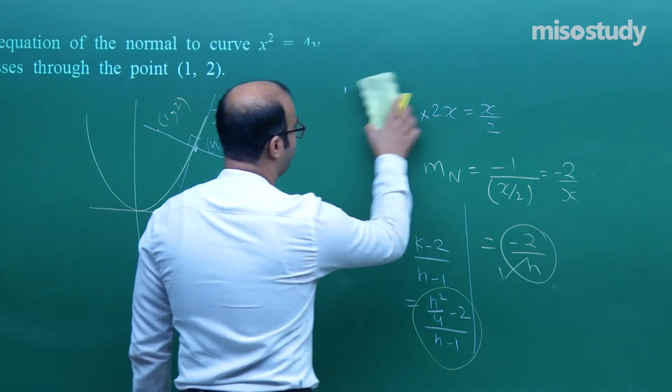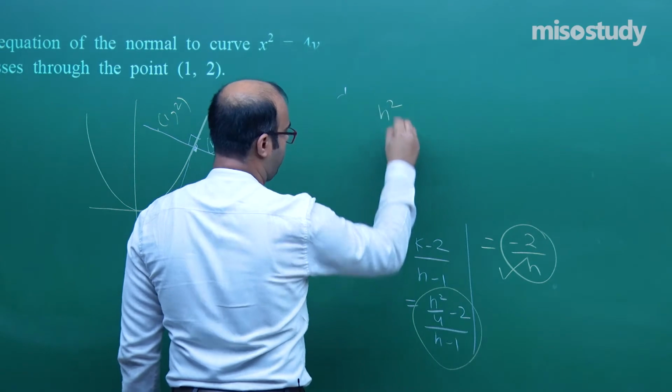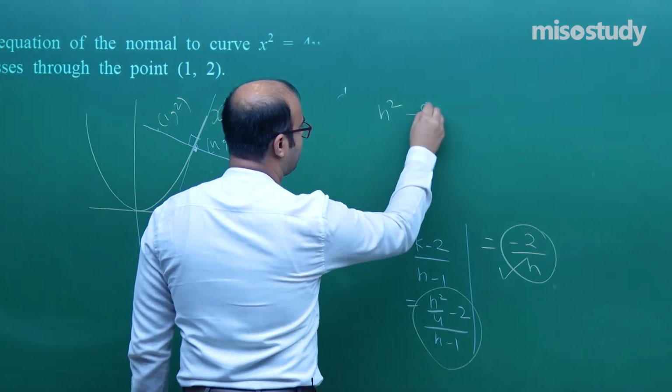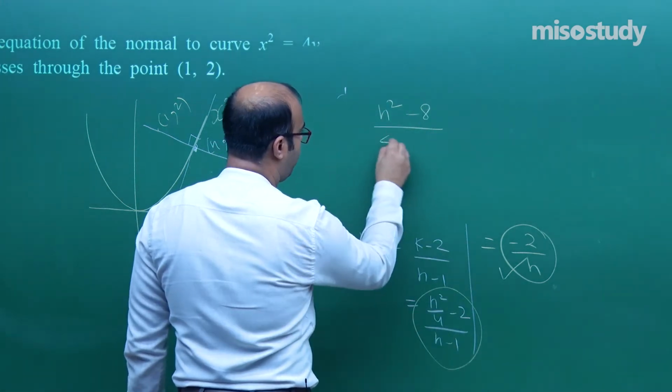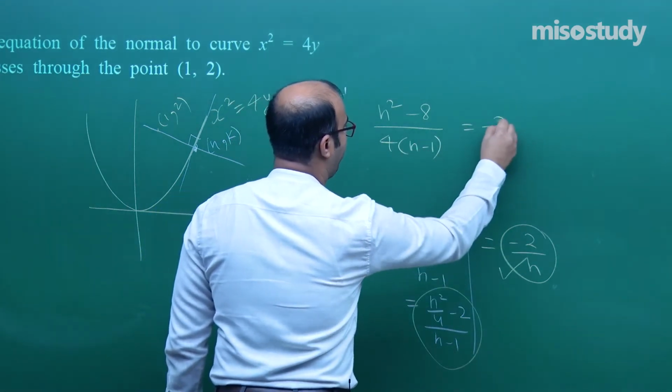So what will we do? We will equate both of them. We will equate, and let us take the LCM. This will become h square minus 8. This 4 will go in the denominator. This will become 4 times (h minus 1) is equal to minus 2 by h.